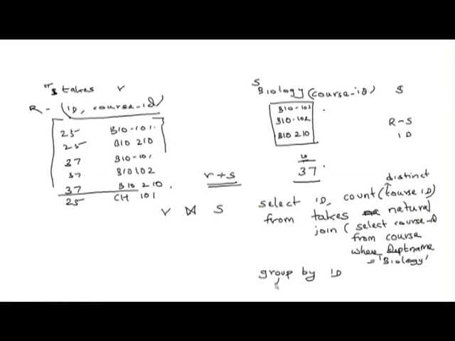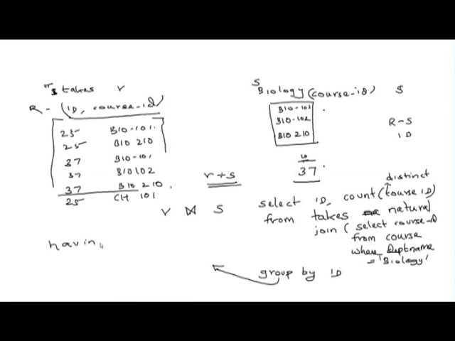Think about it for a moment. What I have done so far is I have got a count of the number of biology courses a student has taken, the number of distinct biology courses a student has taken. How do I know a student has taken all the biology courses? And the answer is very simple. I simply count how many biology courses there are and check if the counts are equal. So I'm kind of out of space here. So I'm going to write this here.